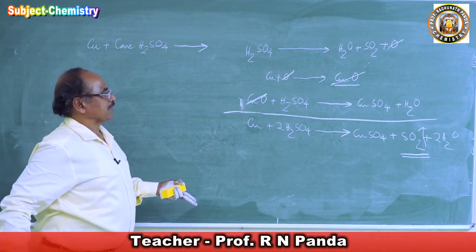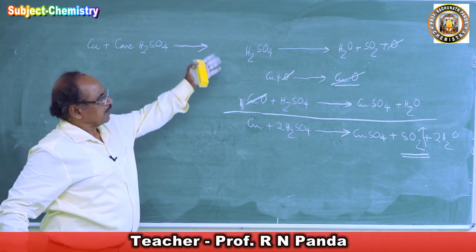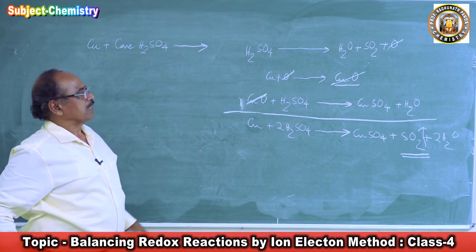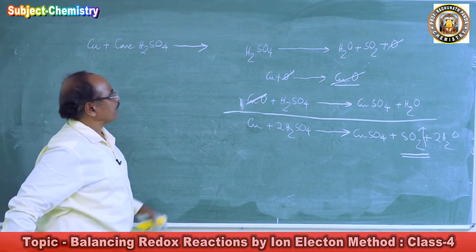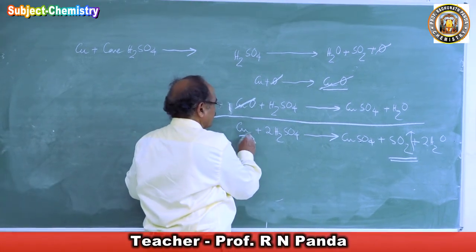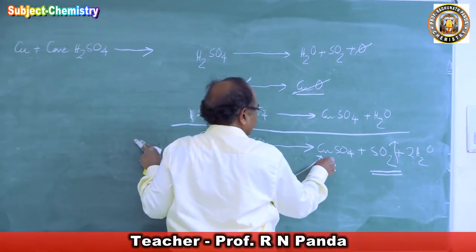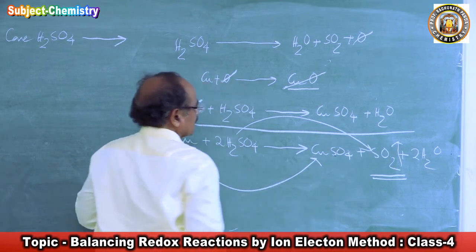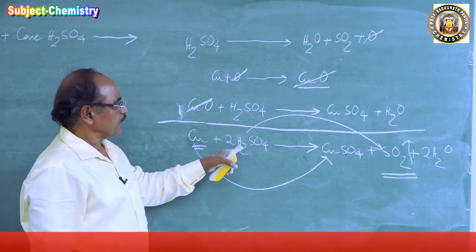Now we will balance this equation in ionic form. This is the partial equation method of balancing. We have done this, still I am doing it again so that you will learn the chemistry from here. So what is happening? Copper is becoming copper sulfate. And sulfuric acid is becoming sulfur dioxide.